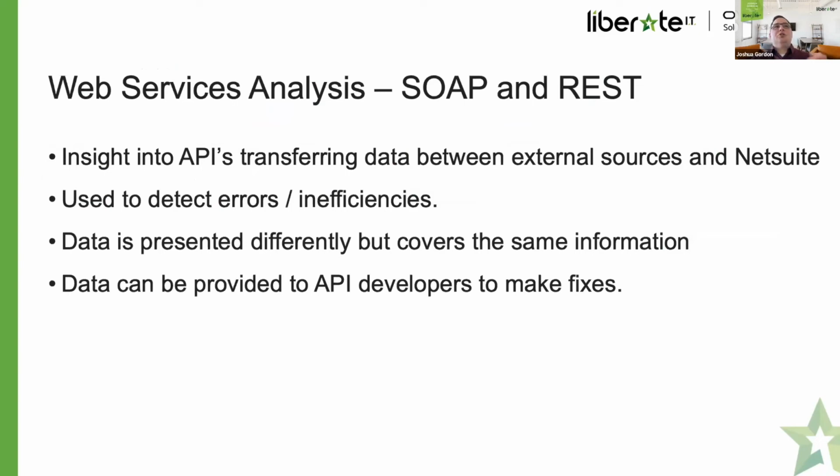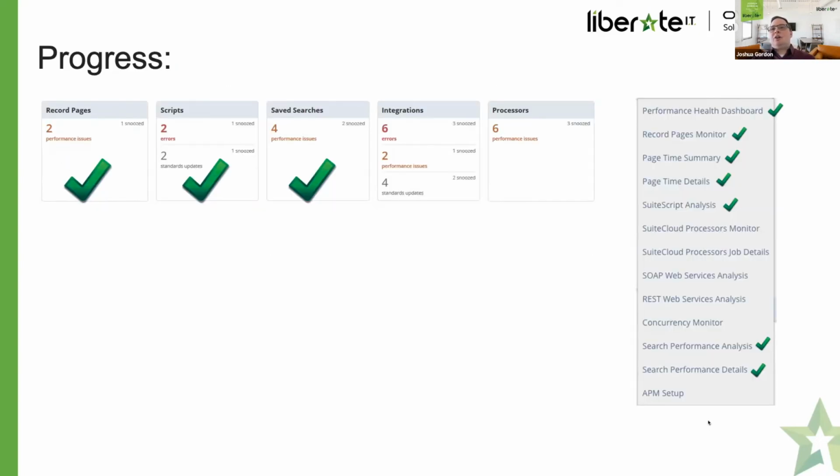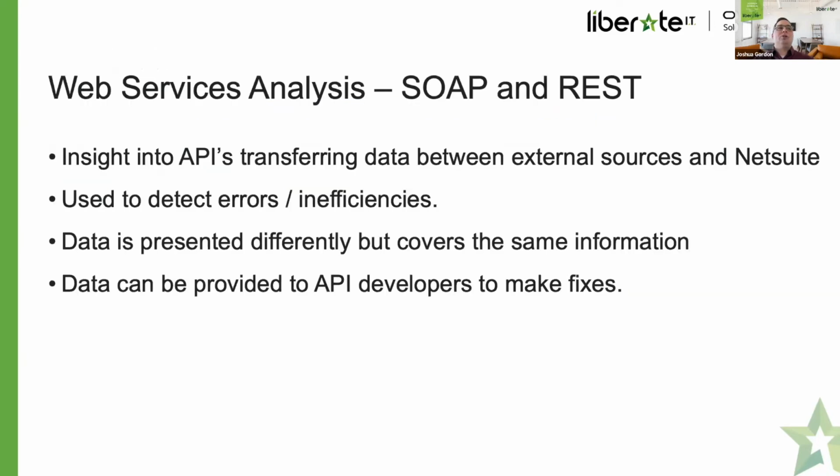The first 2 pages that you'll see within here, sorry, jumping back, are SOAP web services and REST web services. Now, this is just to do with your particular APIs that are talking with NetSuite. You're looking at the same sort of data, but it's going to be displayed slightly differently, dependent on whether you're using a REST or a SOAP type API. Again, this data is primarily going to be used to provide information to developers to make fixes. And yeah, so we'll jump into it.